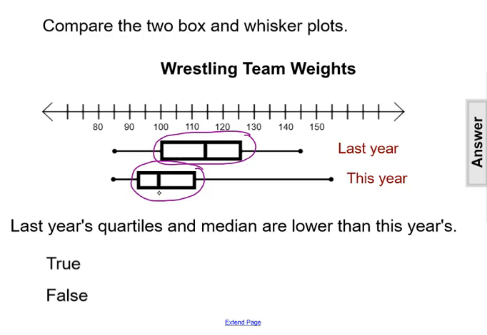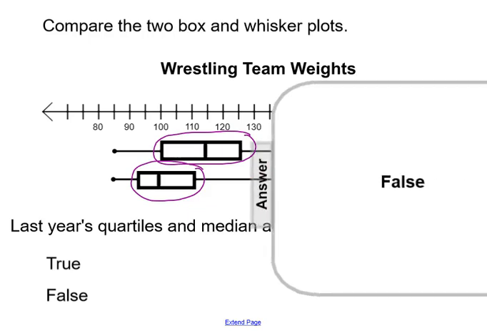So let's compare. It looks like last year's quartiles and medians are between 100 and 125. Now compared to this year's, it looks like it's between 90 to 110. It's actually backwards. This year's quartiles and medians are lower than last year's. So we have it backwards. Last year's quartiles and medians are actually higher, not lower, making that statement false.